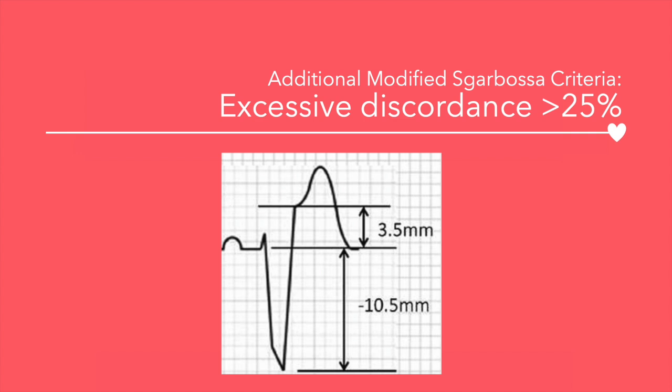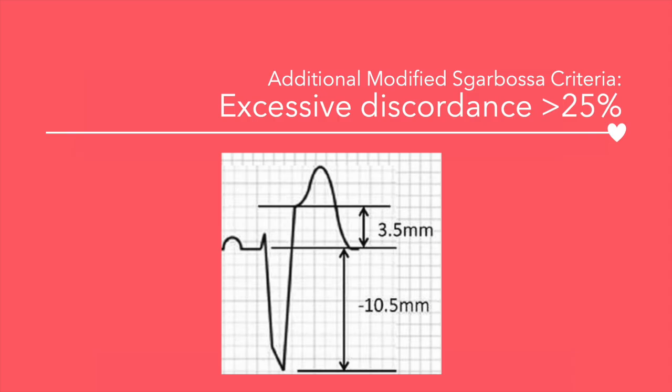Hold up, there's also an additional modified Sgarbossa criteria that looks for excessive discordance of greater than 25%. This means that in the presence of a left bundle branch block, there might be a STEMI if the ST elevation is excessively discordant, greater than 25%. Compare the ST elevation with the downwards S preceding it. In this picture, the ST elevation is 35% that of the S wave preceding it. This is excessive discordance and can be a STEMI with the right story. You just need to see this in any one lead.